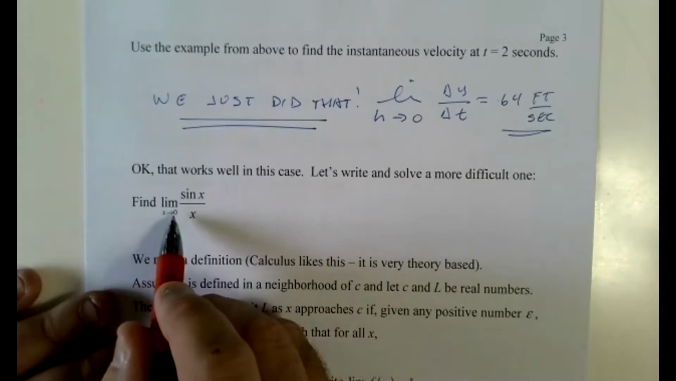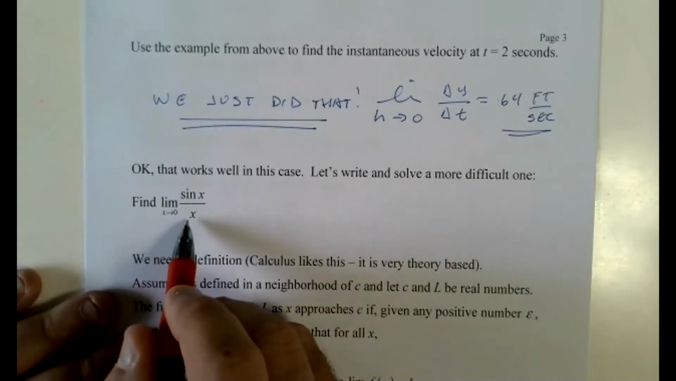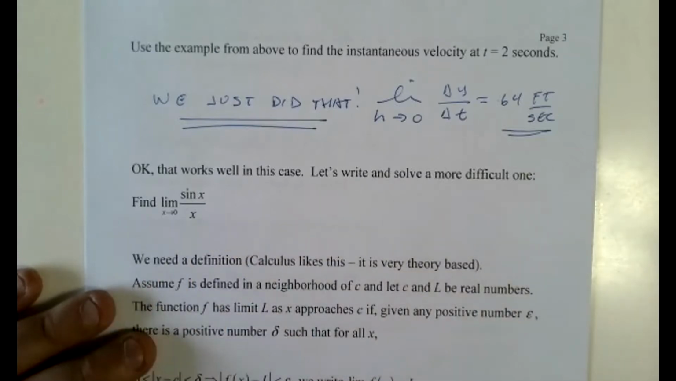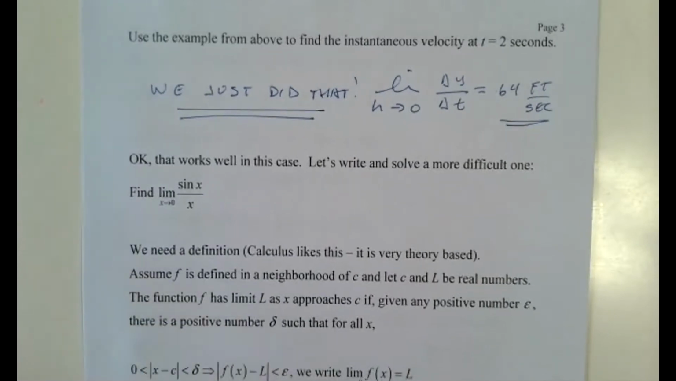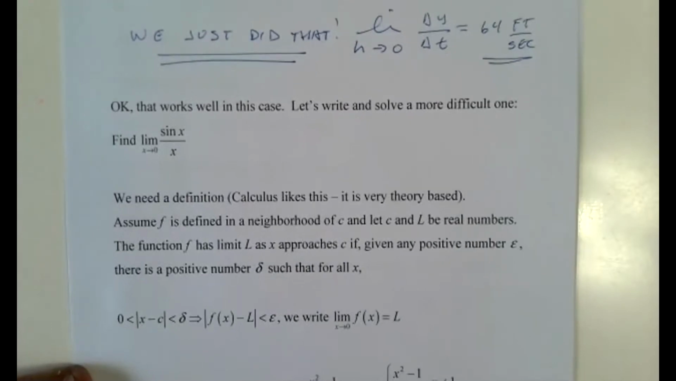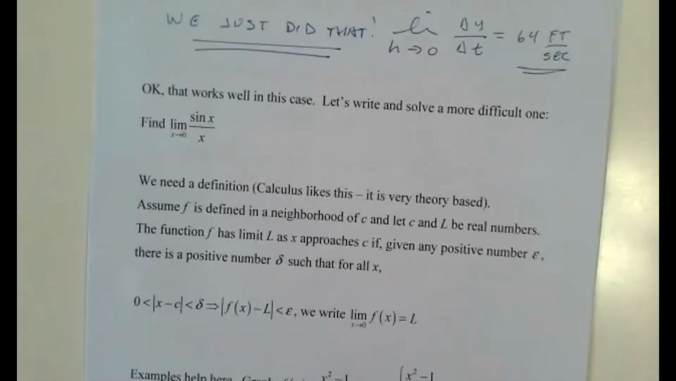How about the limit of, well, it looks hard. What? I'm so confused. Well, let's do something a little more difficult. I don't want to do something a little more difficult. I think that's stupid. Let's do it the smart way. Let's graph it.